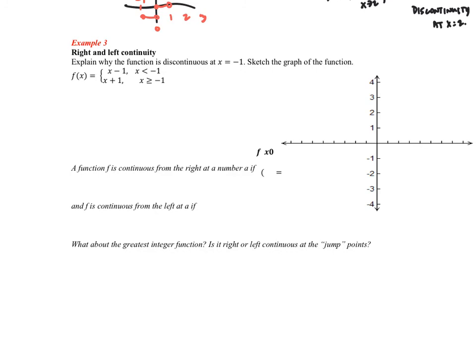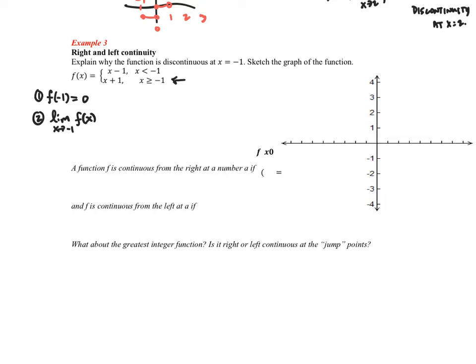All right, so explain why the function below is discontinuous at x equals -1. Sketch the graph of said function. Okay, so first thing, let's just go off the checklist. Does f of -1 exist? Yes, it does. And it actually comes from this portion of the piecewise. So I'm going to plug in a -1 and I get 0.